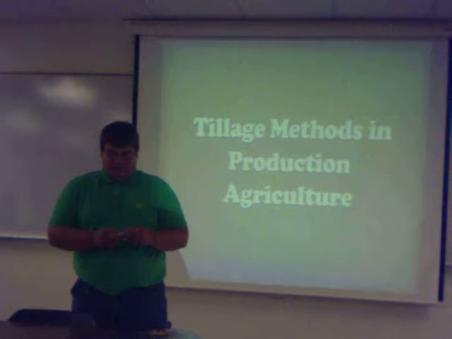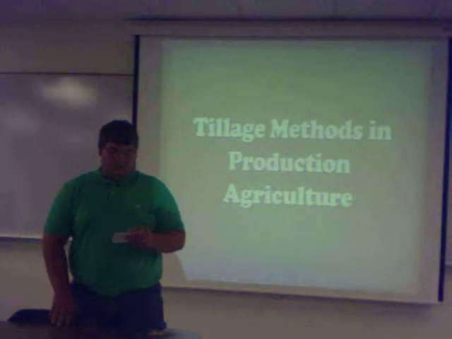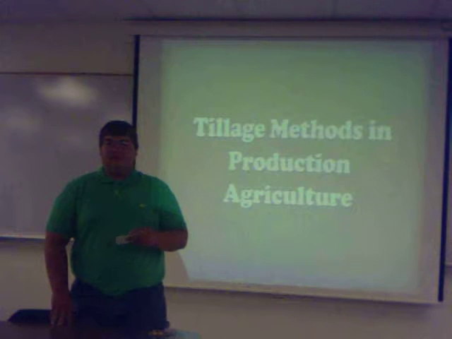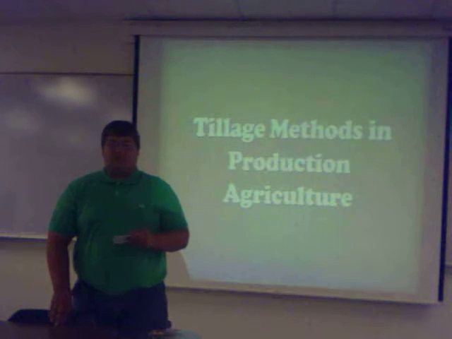SeekingAlpha.com had an article, and in 1939 we were producing 24 bushels of corn per acre. Now, in 2011, we are currently at 148.1.